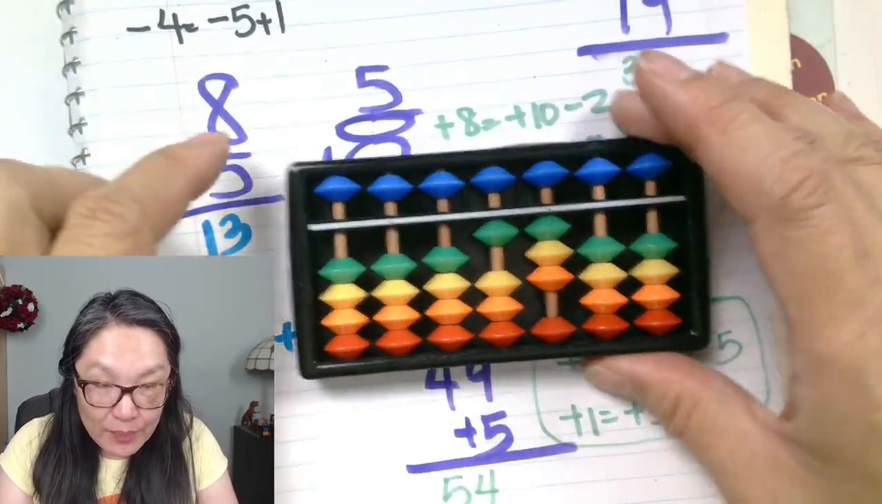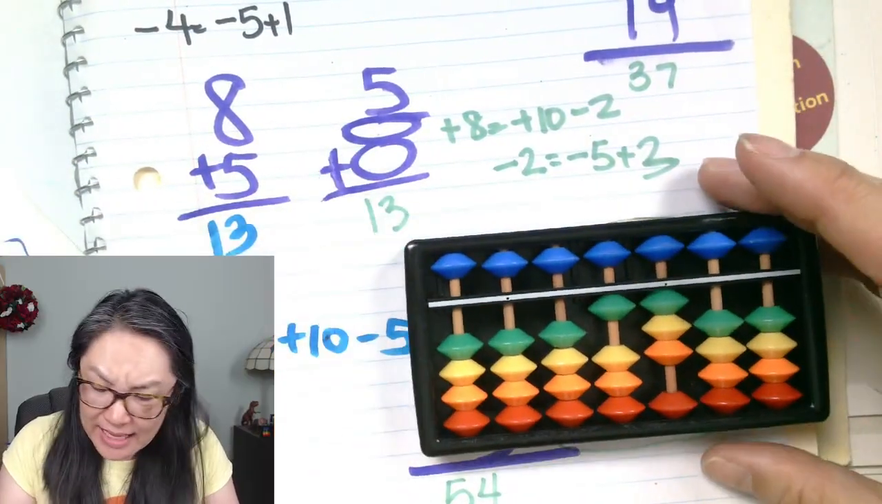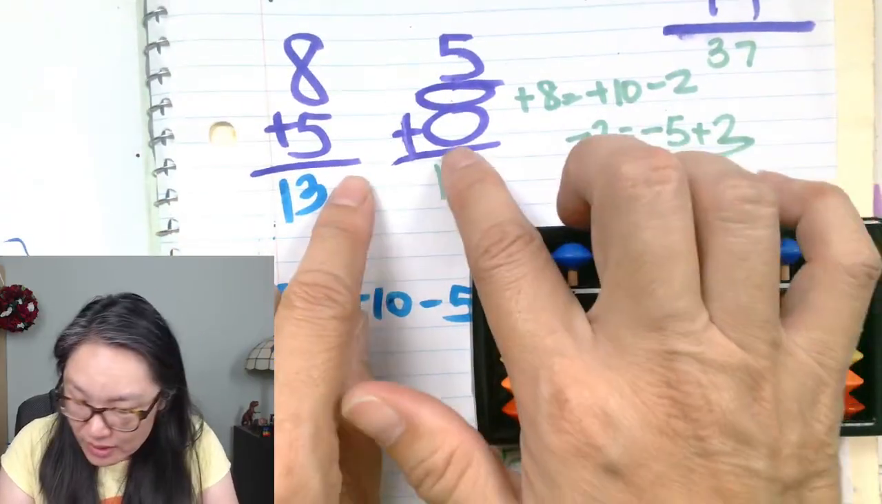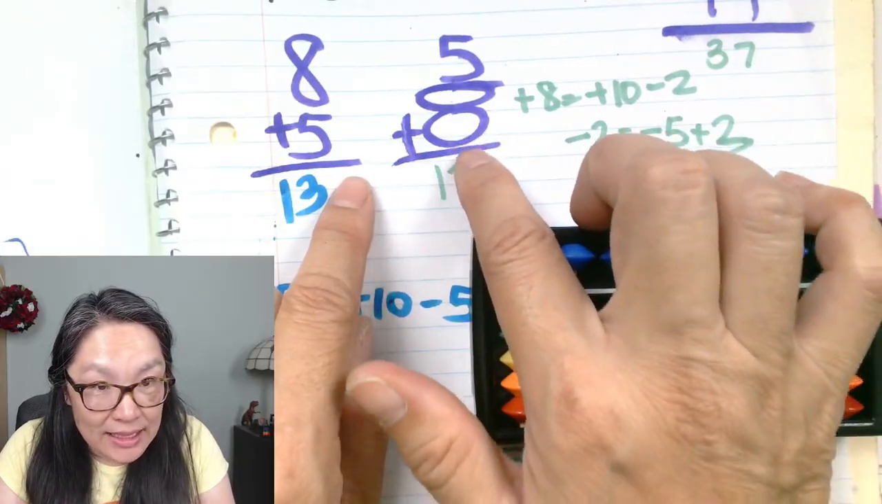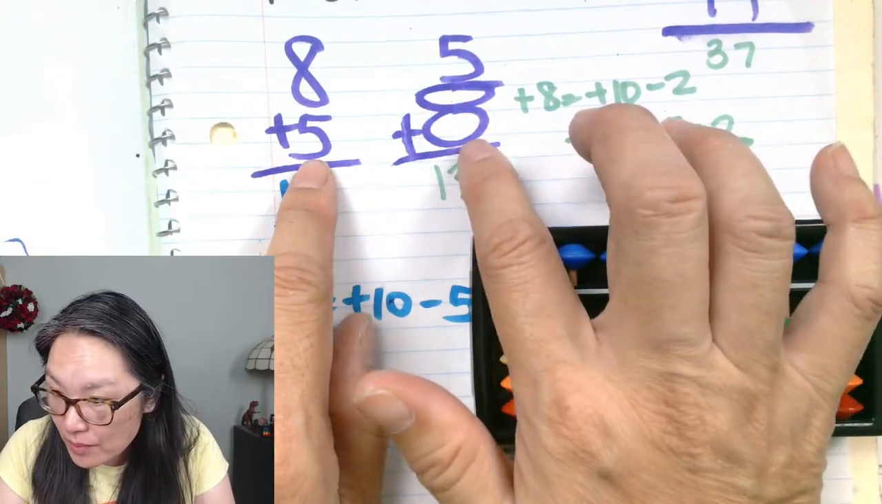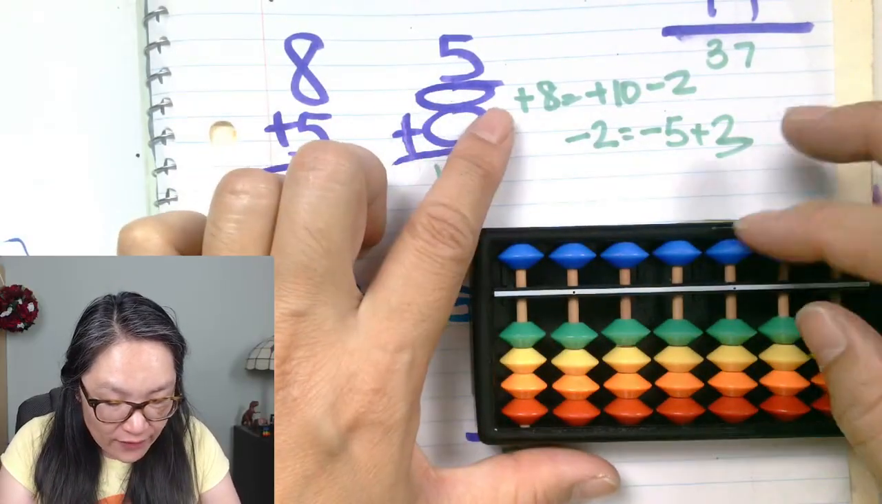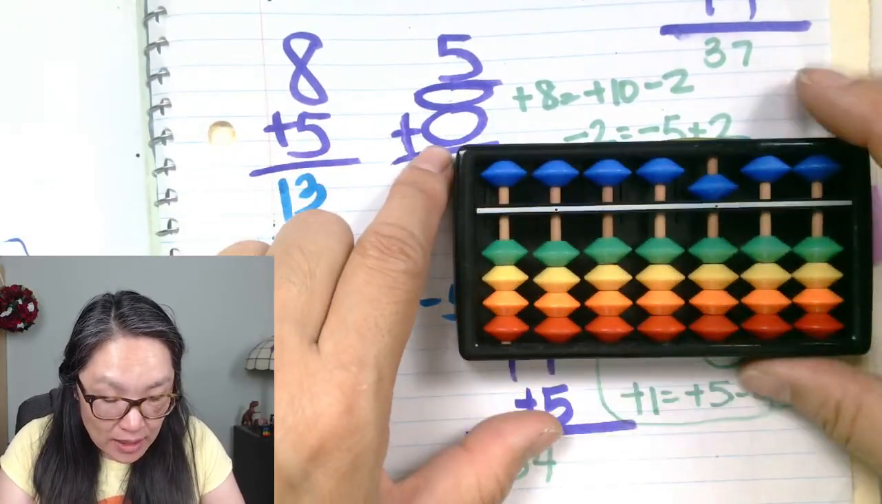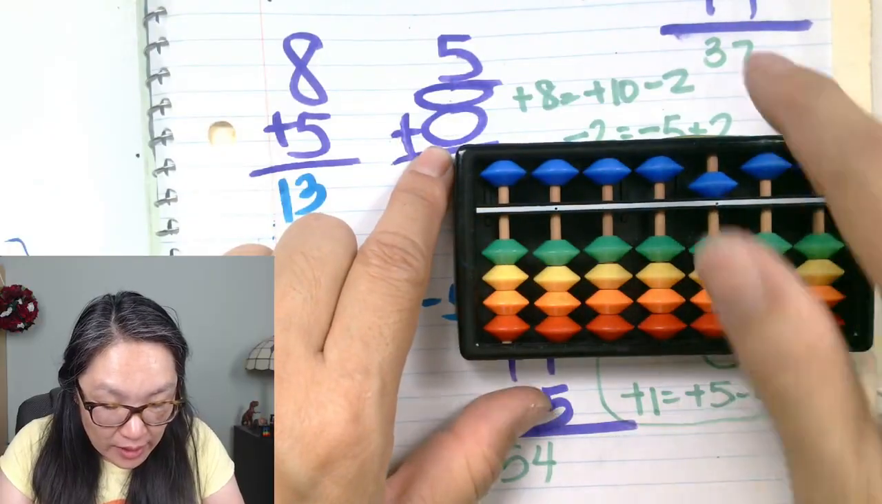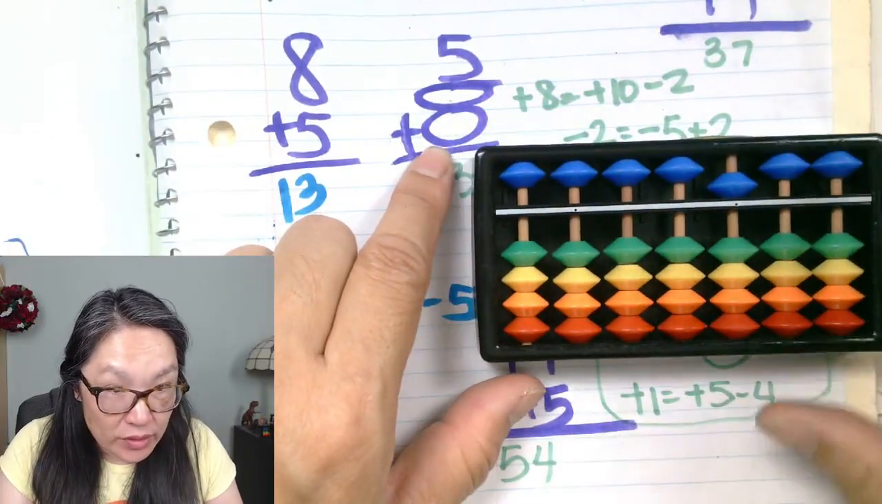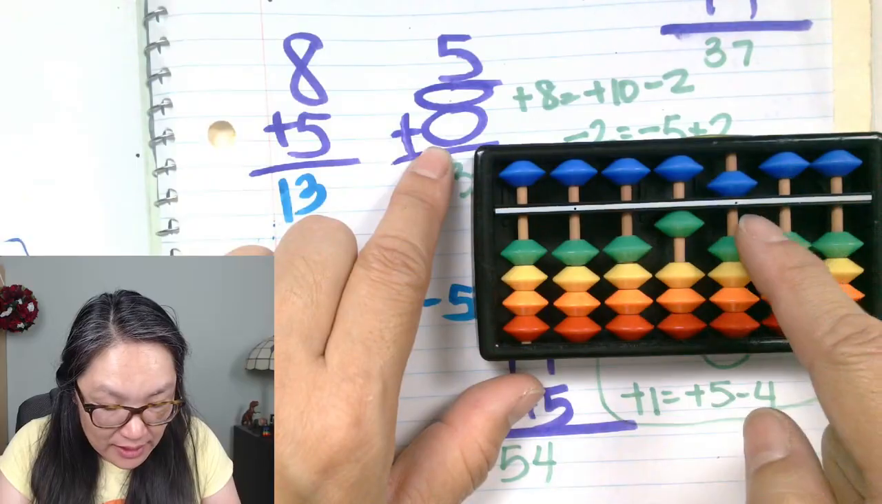But then when I do 5 plus 8, it's not the same. Why? Because we're talking about the add-in. This add-in is always going to make or break whatever we're doing. So here, this is 5, and I want to add the 8. I don't have enough beads to add the 8, so I have to plus the 10 and then take away the 2.